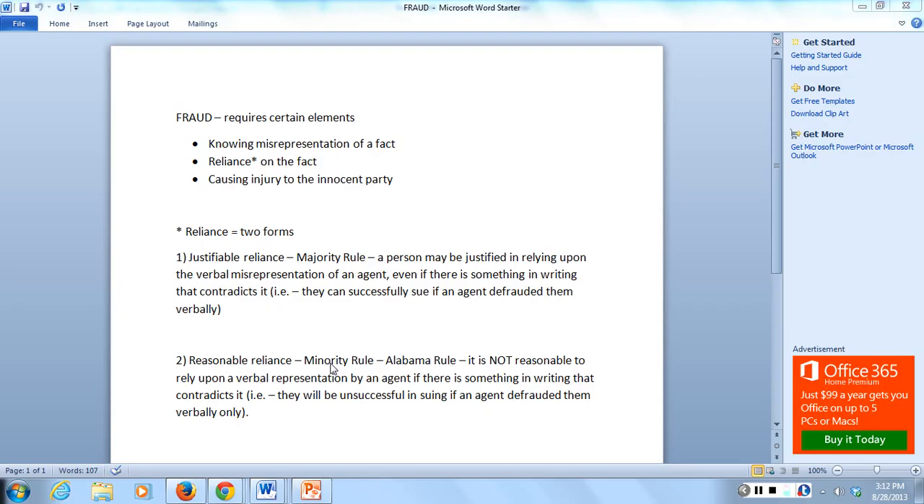In the event of a lawsuit in the example I just gave concerning the automobile dealership that sold a car that had been wrecked, even though the sales agent had represented that the car had never been wrecked, since there was something in writing that contradicted it, it wasn't reasonable for the plaintiff to rely upon that misrepresentation, and as such, the elements of fraud have not been met.